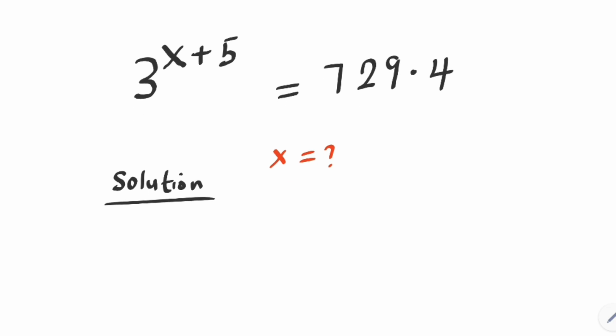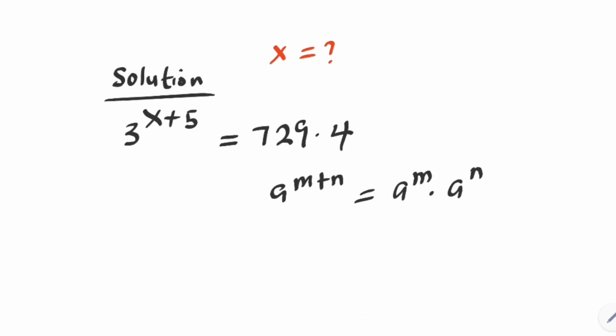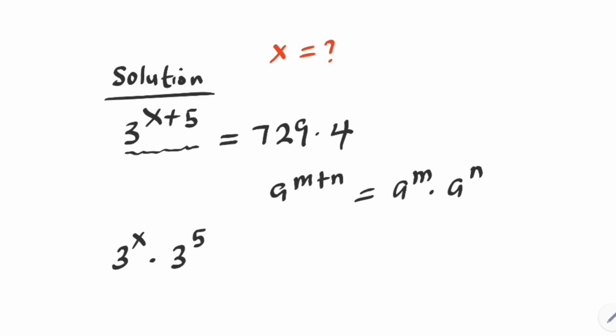We have the given equation 3 raised to power x plus 5 is equal to 729 multiplied by 4. Take note of this, that if you have a raised to power m plus n, this is equal to a raised to power m multiplied by a raised to power n. Then this can be written as 3 raised to power x multiplied by 3 raised to power 5 is equal to 729 multiplied by 4.